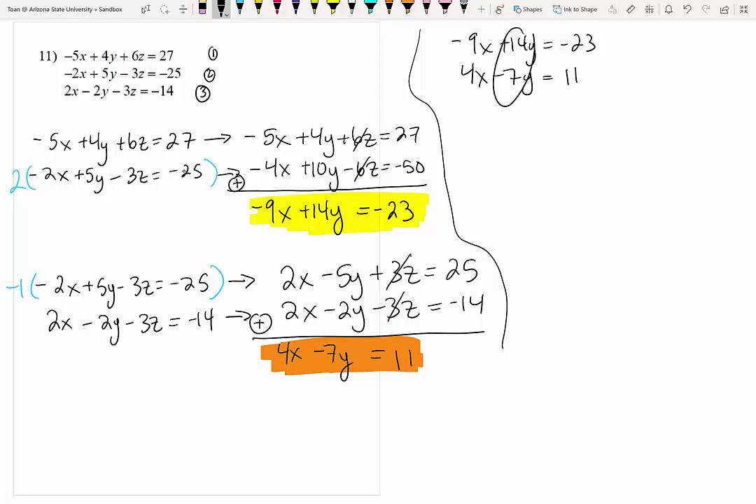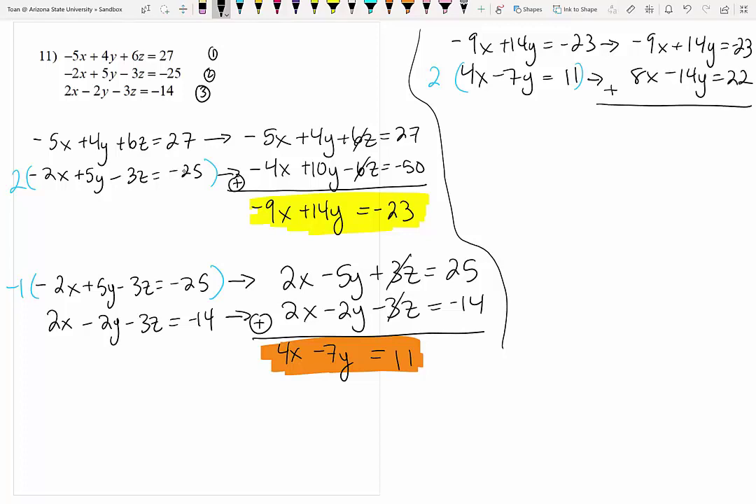So hopefully we can see that for 14 and 7, the common number is 14. So the first equation, I don't have to do anything, it just stays as is. And then for the second equation, I need to multiply by 2. So that gives me 8x minus 14y equals 22. So when I add these two equations, that gives me negative x, the y's are gone, equals negative 1. So positive x equals positive 1.